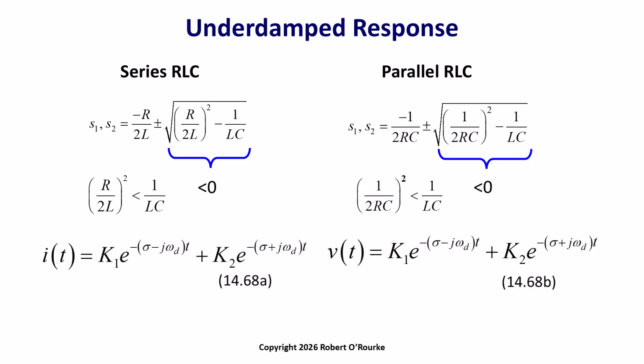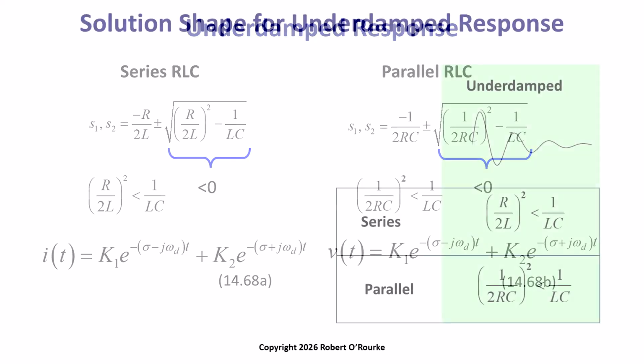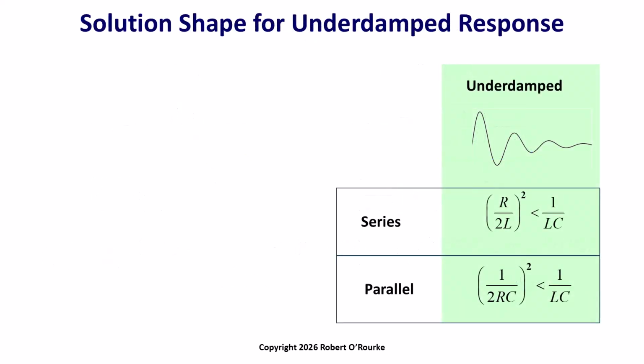The resulting solution equations are complex exponential terms, which include a damping term, sigma, and an oscillatory term, j omega d. These equations can be converted into trigonometric terms. The result for underdamped RLC looks like the decaying oscillatory curve shown here.